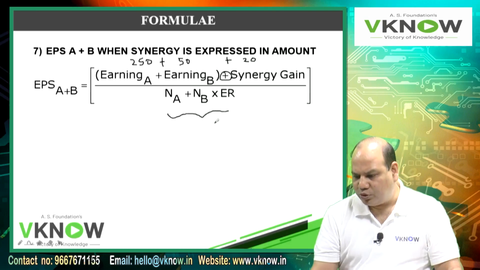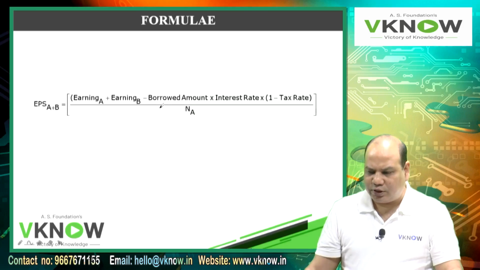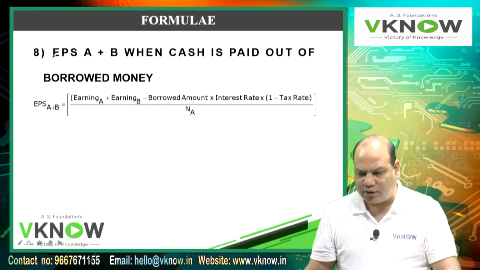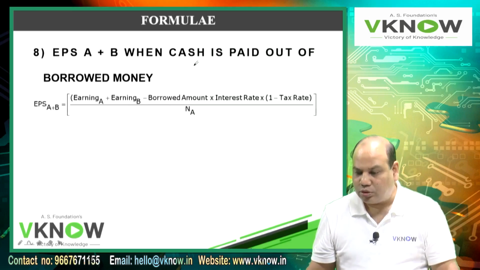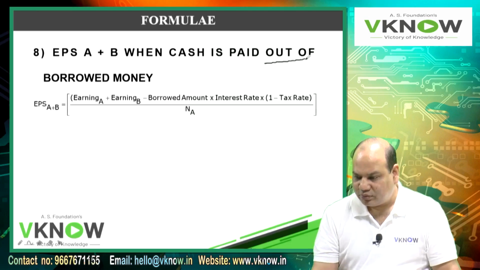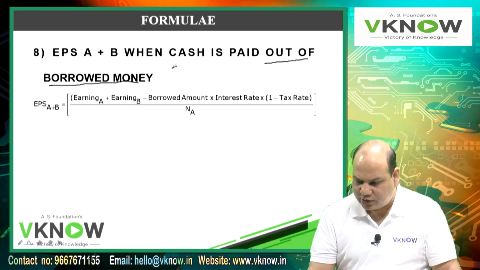This formula is to be used in case of stock deal, the denominator. In case of cash deal, only write number of shares of A. Next paragraph, formula number 8. Post merger EPS when cash is paid out of borrowed money. This is called leveraged buyout. And in some recent exam, there was a question on this.